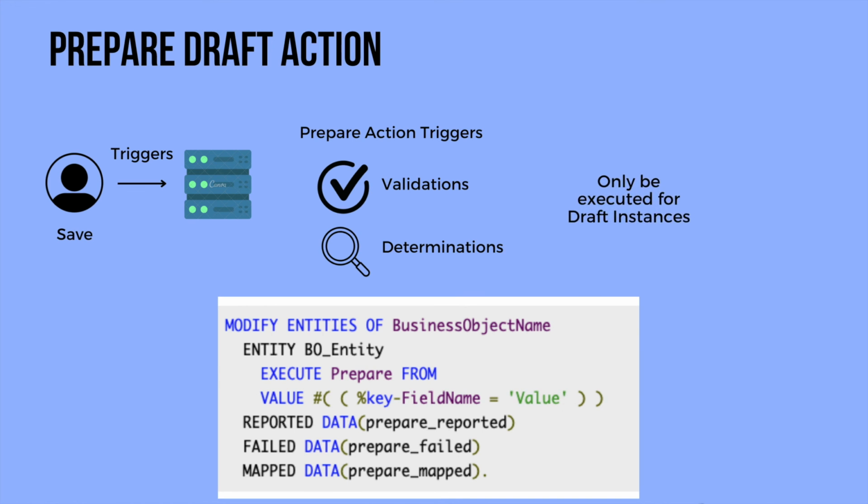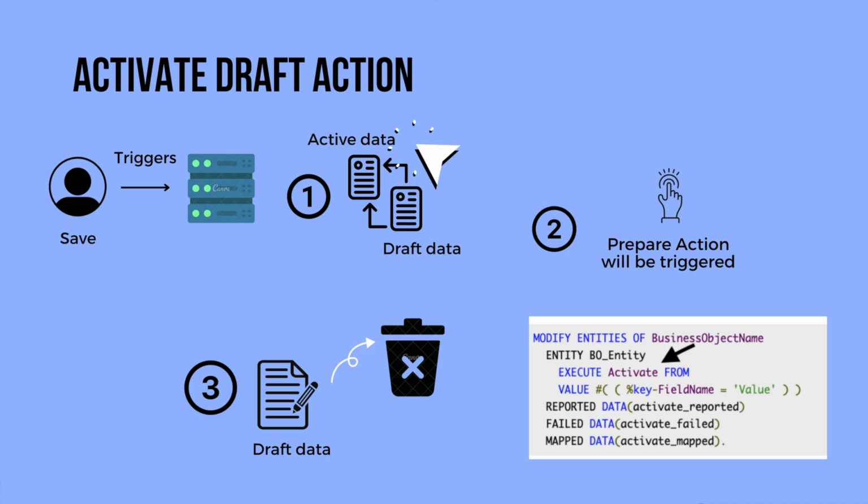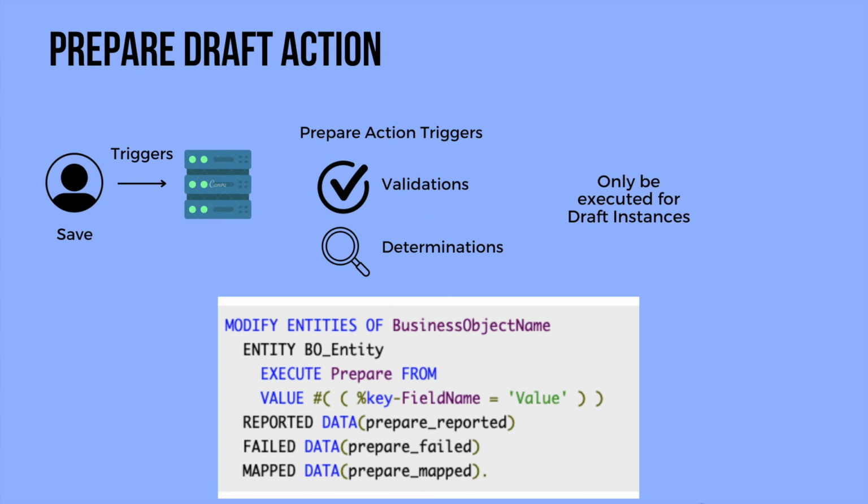Okay, the prepare draft action is triggered automatically. Not in the edit, sorry, in the activate draft action, the prepare action will get triggered, right? So this is what will happen inside the prepare draft action. When you click on save, it will trigger the activate, and this activate will trigger this prepare action.